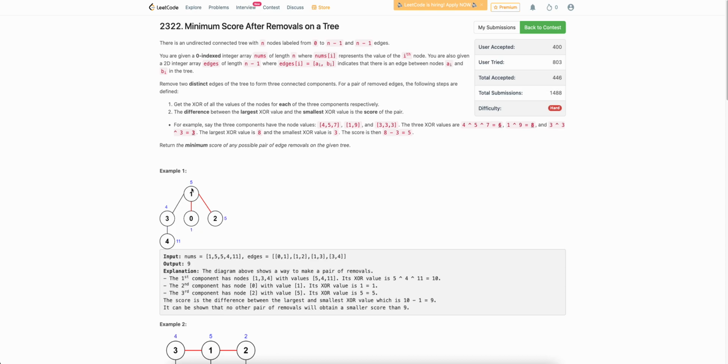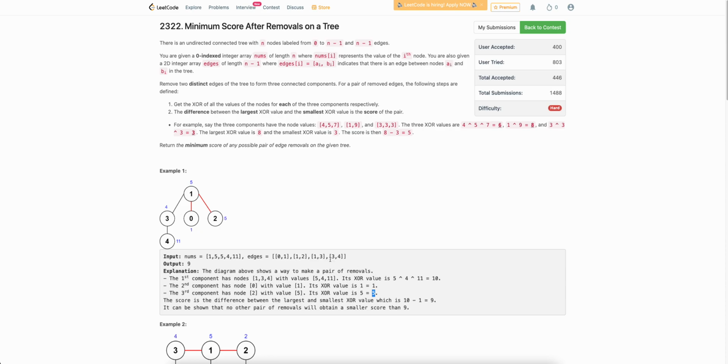So for example, let's say this is the tree and we divide this tree into three components. The first component contains 1, 3 and 4, the second component contains only 0, and the third component contains only 2. Now what is the XOR of this component? The XOR will be 5 because there is only one node here. What is the XOR of this component? It contains only one node, hence the XOR will be 1. What is the XOR of this 1, 3 and 4 component? The XOR will be 5 XOR 4 XOR 11, which is 10. So we get the XORs of these three components: 10, 1 and 5.